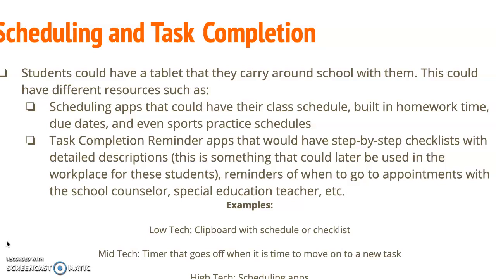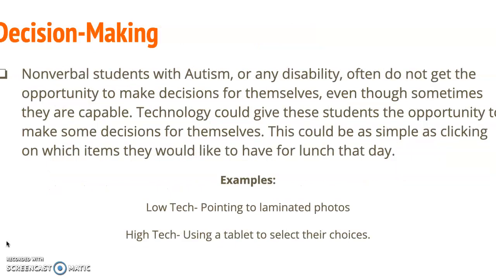Low-tech would be a clipboard with a schedule or checklist. Mid-tech would be a timer that goes off when it's time to move on to a new task. And high-tech would be a scheduling app.